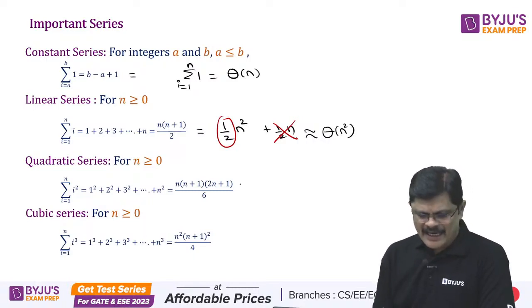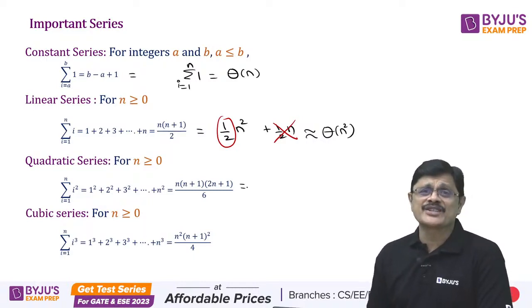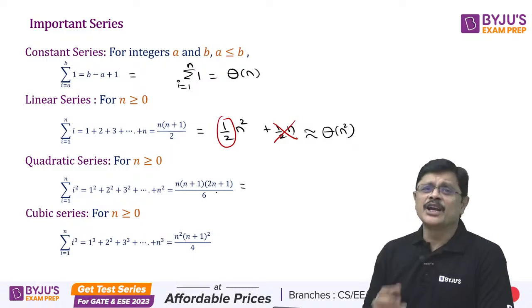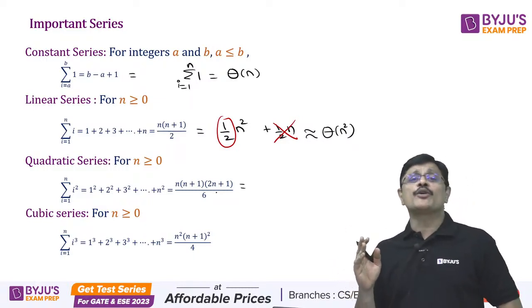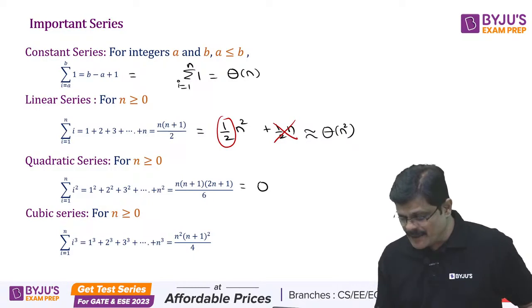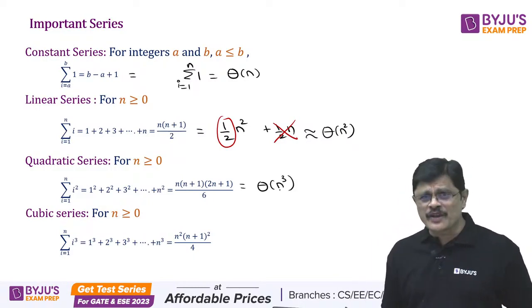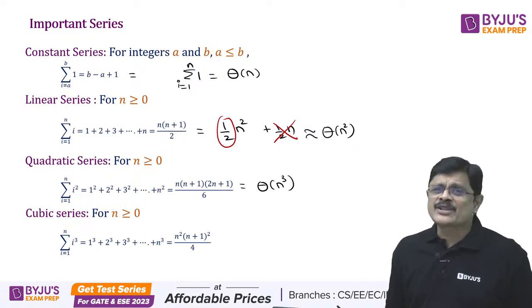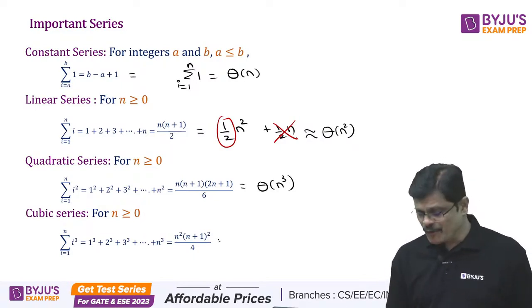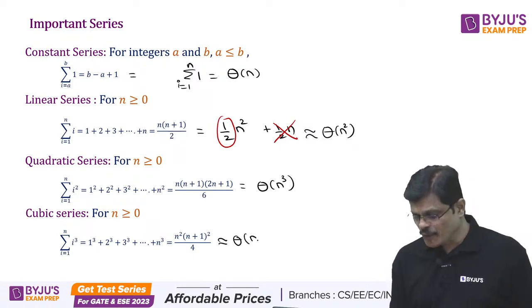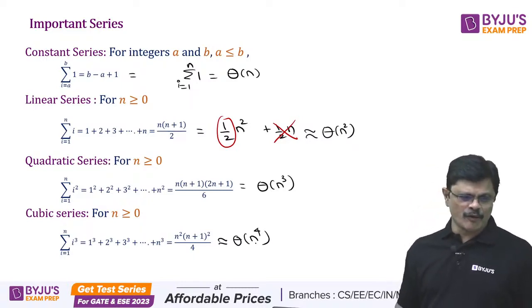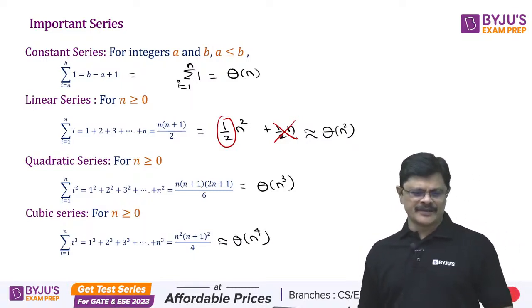Similarly, quadratic series, sum of squares of first n natural numbers, ignoring lower order terms and dropping the coefficient of highest order term, can be written as theta n cube, my dear friends. And similarly, sum of cubes of first n natural numbers is n square into n plus 1 whole square divided by 4, which is nothing but theta n power 4, my dear friends. Very good, Vijayendra. Super.